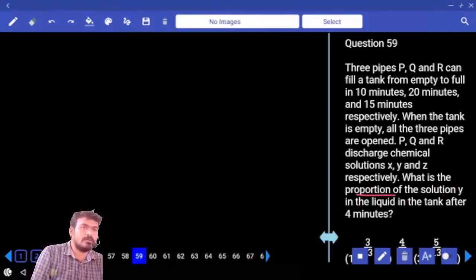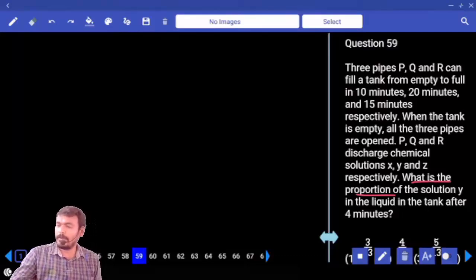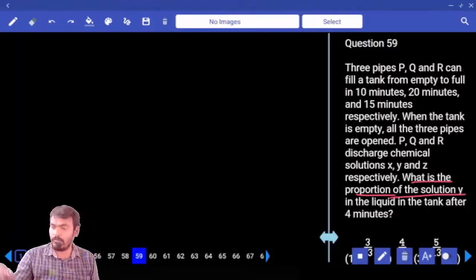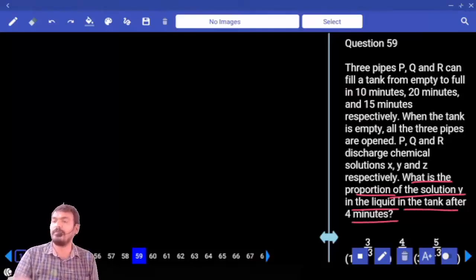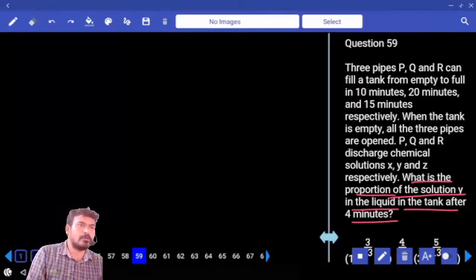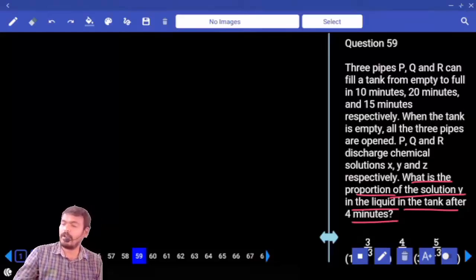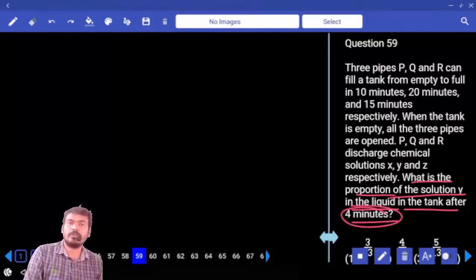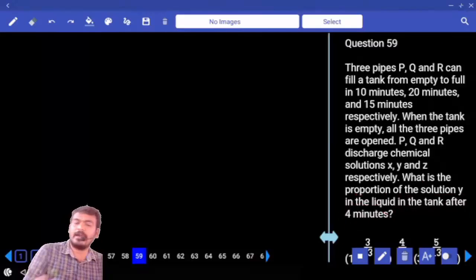Proportion means ratio or not? What is the proportion of the solution Y in the liquid in the tank after how many minutes? 4 minutes or not? Nothing but we required the ratio between Y solution to total mixture or not? Total mixture after how many minutes? 4 minutes or not? Okay, what is the data given?